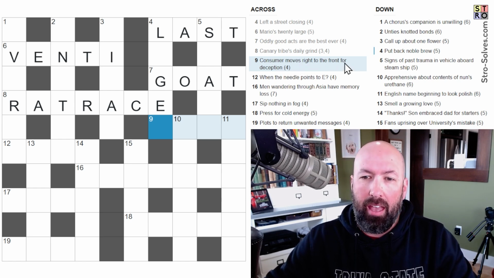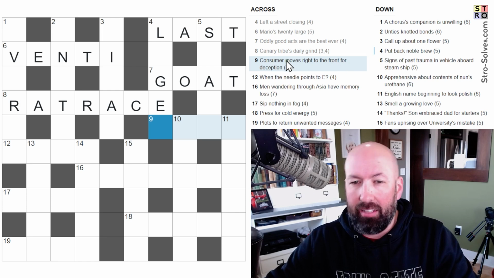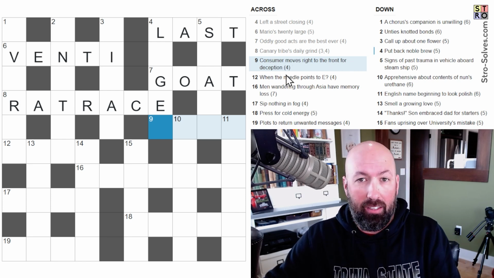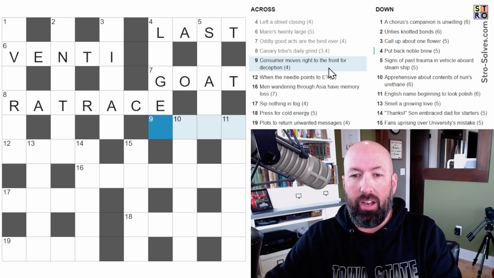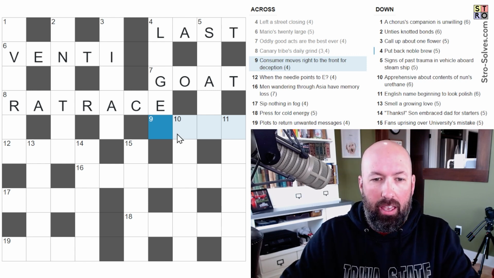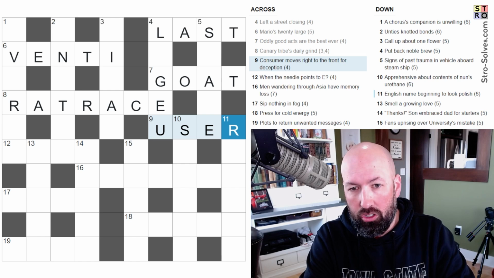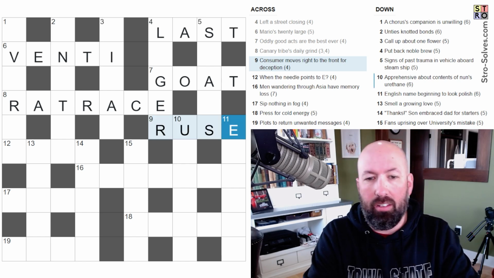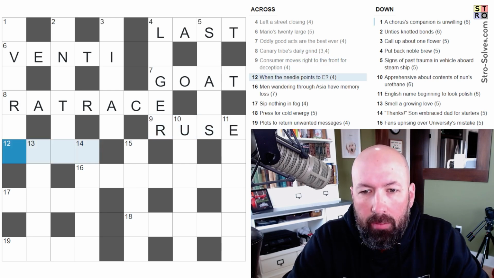And for deception, it does not always mean this, but it can mean deception is the definition. And we're taking consumer, moving right to the front for deception. And a consumer is a user. So a consumer is a user, but if we move the R to the front, then we get a ruse, which is a deception. There you go. All right.